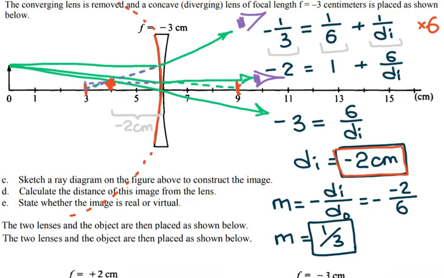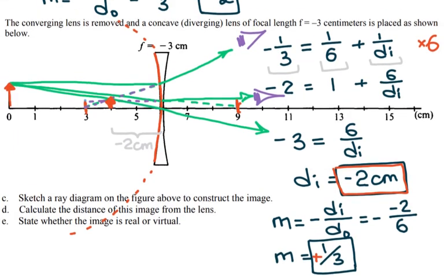And my image is 1/3 the height of my object. And it is virtual because this is not where the rays actually meet. This is where the rays appear to meet. And the image is upright because our magnification was positive. We can see that the image is also upright.